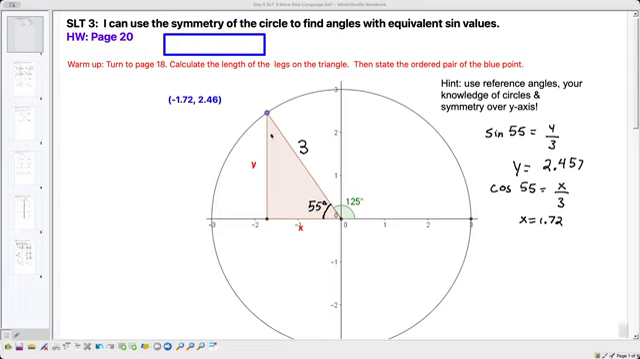Now, what this is going to do is introduce us to the idea that different angles can have the same or opposite sine values. So, for example, if we type in our calculator the sine of 55, we get 0.819. If we type the sine of 125, we also get 0.819. Pause the video to type those in and confirm that the numbers are the same.